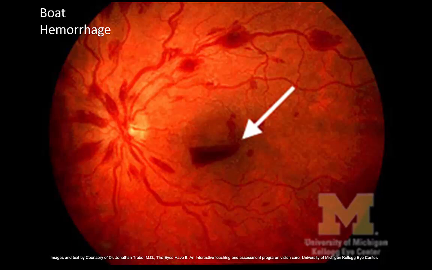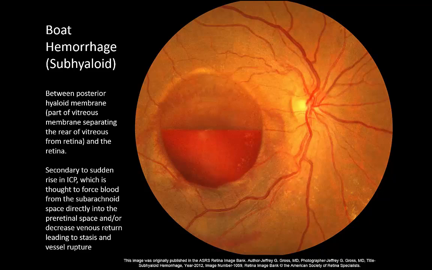Then lastly, we have these boat-type hemorrhages, which are quite large, and often you can imagine the hemorrhage was taking up this full space, and you almost develop this fluid level. Boat-shaped hemorrhages most classically occur with a sudden change of intracranial pressure, especially when an aneurysm bursts. So let's look at a very dramatic boat hemorrhage. And this is a very dramatic boat hemorrhage. Boat hemorrhages are also known as subhyaloid hemorrhages.